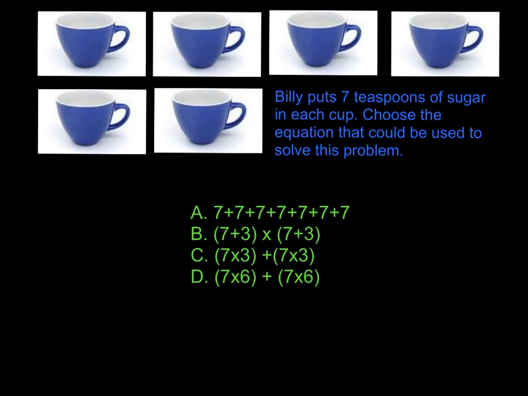Okay, let's talk about this answer. It says that he put 7 teaspoons of sugar. So you should have had 7 in each of these cups. And immediately my brain wants to do, okay, that is 6 groups of 7. Right?